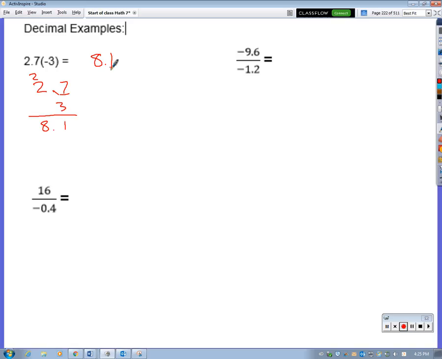But wait, we also have two different signs. We've got a negative sign and a positive sign. So opposite day kid wins out, and it's going to be a negative. Negative 8.1. That's our final answer.